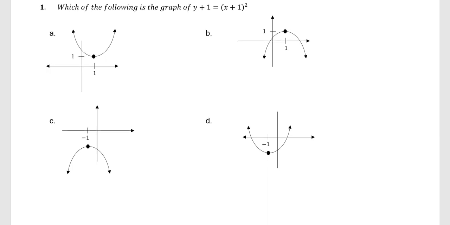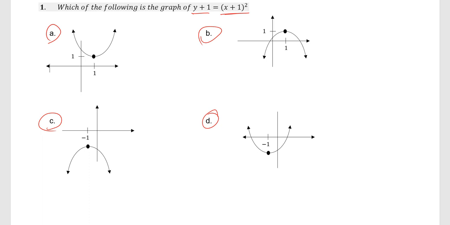Okay, let's look at this first exercise. Which of the following is the graph of y plus 1 equals x plus 1 squared? First off, you'll notice that we have two curves that open up and two curves that open down. So here's a quick trick. Let's try to eliminate half of these by determining whether the graph opens up or down. And how do we do that? Again, we test for the coefficient of the quadratic term.